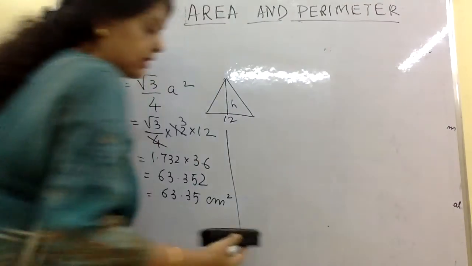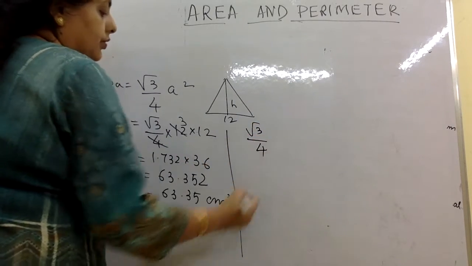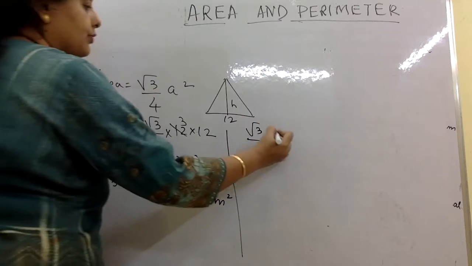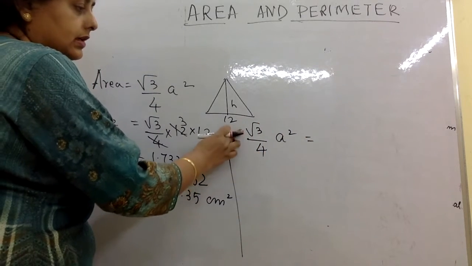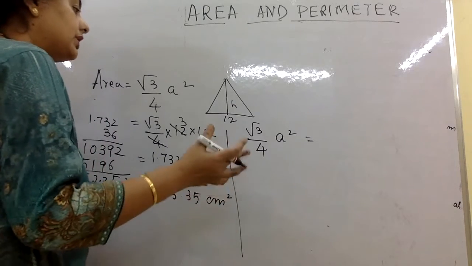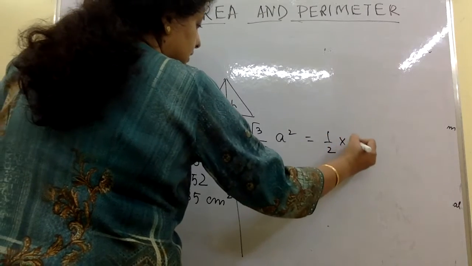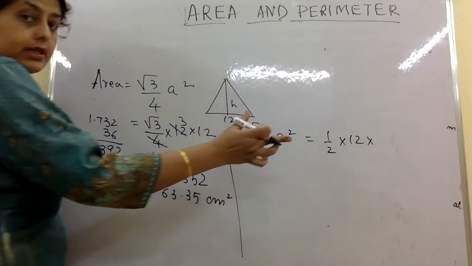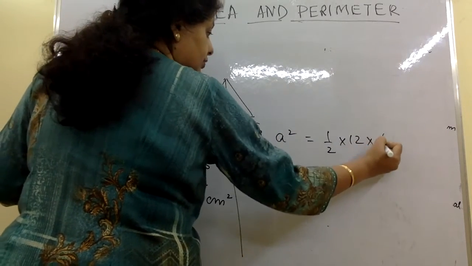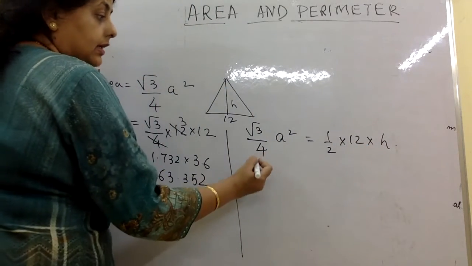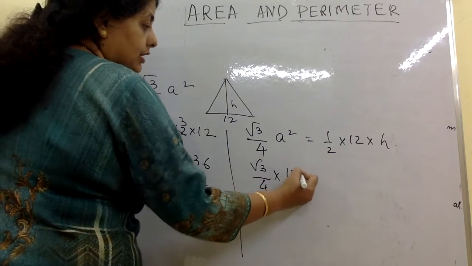What I'll do is, root 3 by 4, okay? So here root 3 by 4 into a square, and that is equal to the area, okay? And now we can use half into base into height. I'm writing the regular area formula, half base into height. Height is how much? We don't know, we'll write h, but we know this a, okay? So root 3 by 4 into 12 into 12.